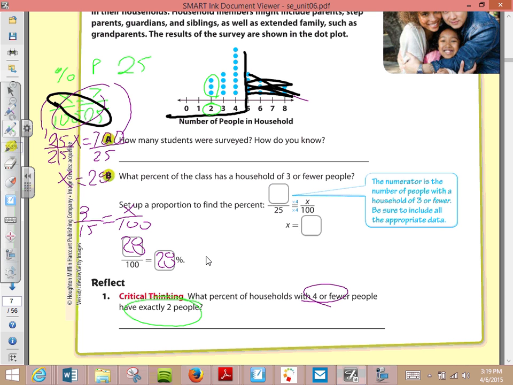And then you do the proportion on it, and you get 20%. So it would be x over 100, 3 out of 15. So you get 15x equals 300, divided by 15. And you get 20. So 20% of the people.